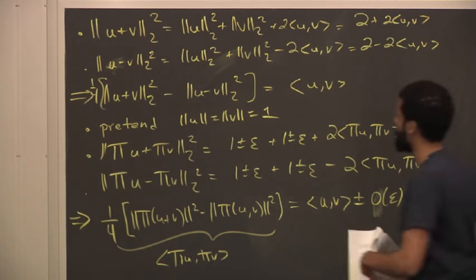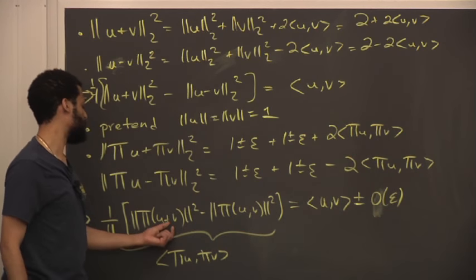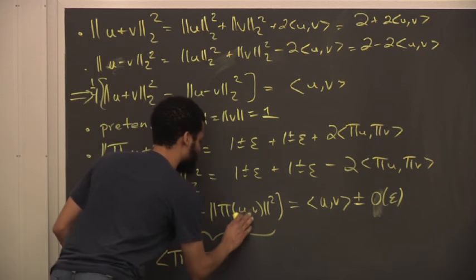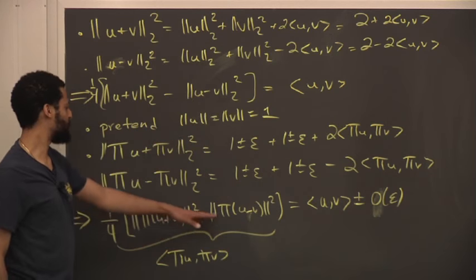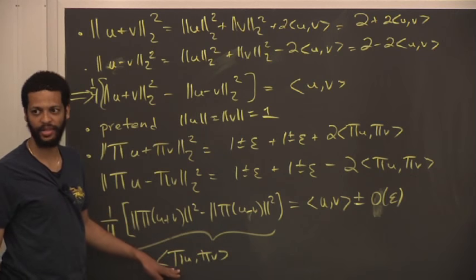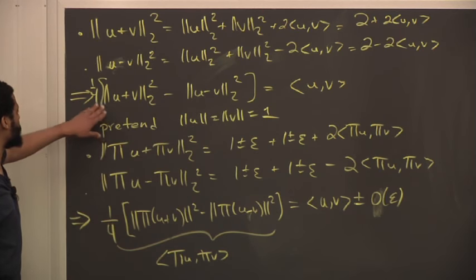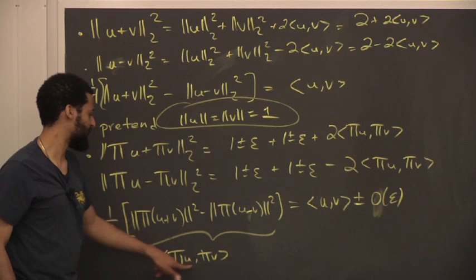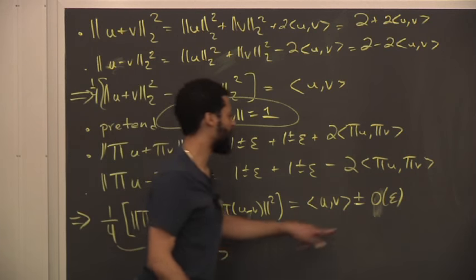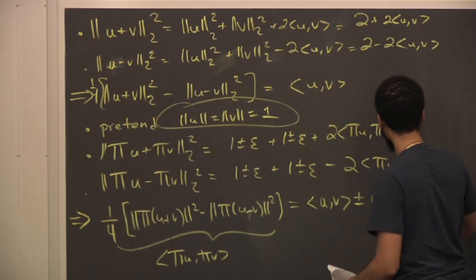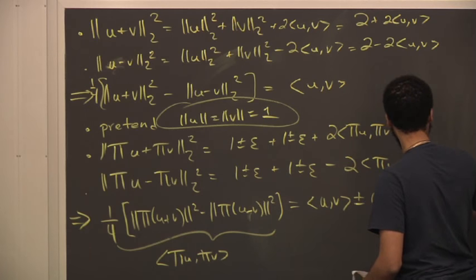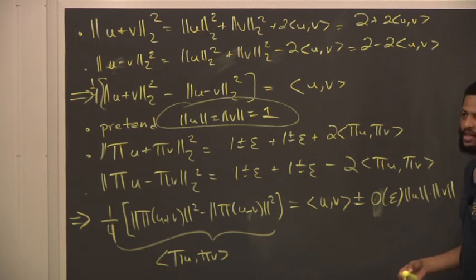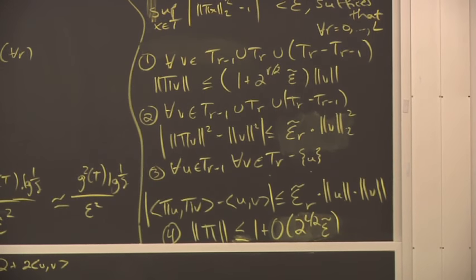So if you're using JL to preserve vectors of the form u plus v, as well as vectors of the form u minus v, it implies that you also preserve dot products up to additive epsilon. And then I assumed here that u and v had unit norm. Well, if they don't have unit norm, scale both sides by the norm of u and the norm of v. And then you'll get here the norm of u times the norm of v. Right? Which is exactly this statement. Okay? So statement 3 also follows by JL.